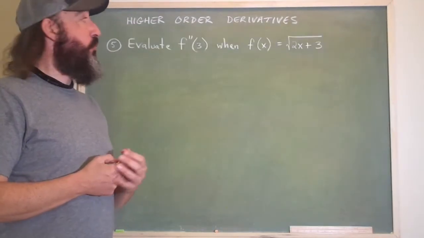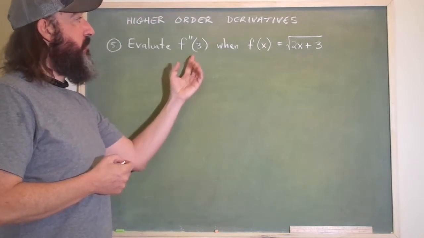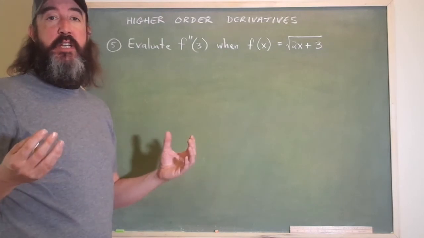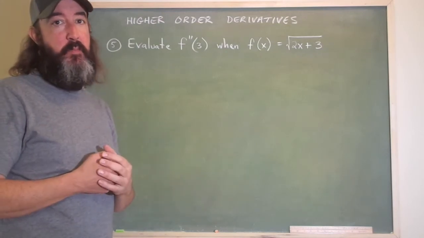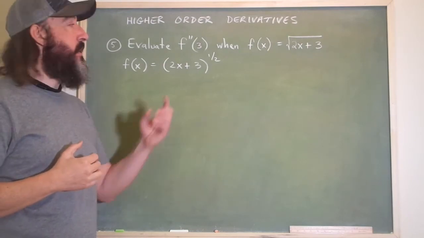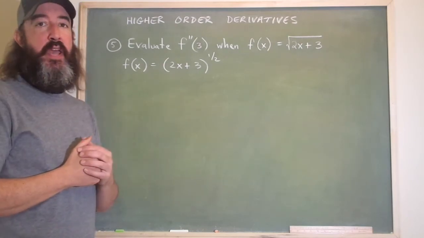In this last example, we're being asked to evaluate f double prime of 3 when f of x equals the square root of 2x plus 3. We're of course going to need to get the second derivative. Before I start differentiating, I'm going to rewrite the square root of 2x plus 3 as 2x plus 3 to the 1/2.